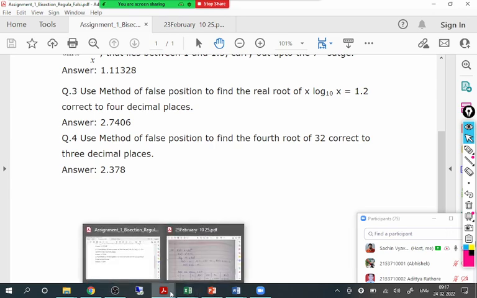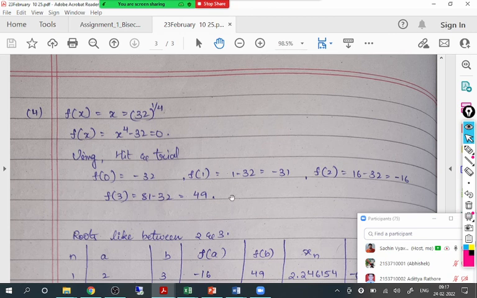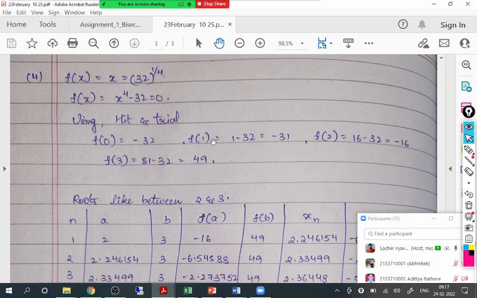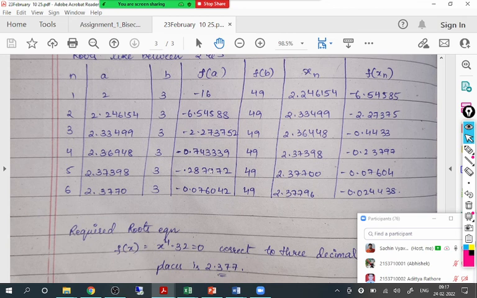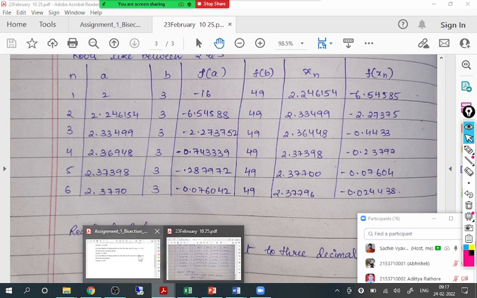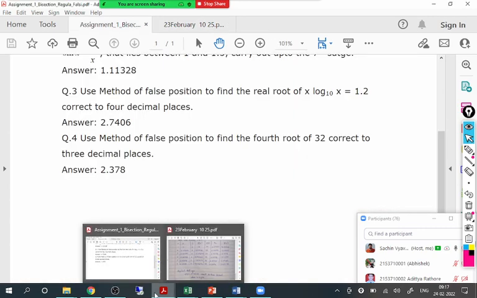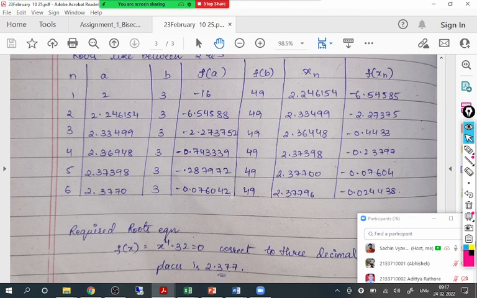Yes, a few of the students had the doubt before about how to write the equation, but yes, we discussed that in the class also. As f(x) is, we want x equal to 32 raised to 1 by 4, so it is x4 minus 32 equal to 0. F of 0, f of 1, f of 2, f of 3, but f of 2 is negative, f of 3 is positive, the root exists between 2 and 3, and then the iteration proceeded, and you got the answer as 2.377. I think that's the correct answer. Yeah, 2.377, that is the answer. Good. Any doubt, anyone, in any of the questions of assignment 1?